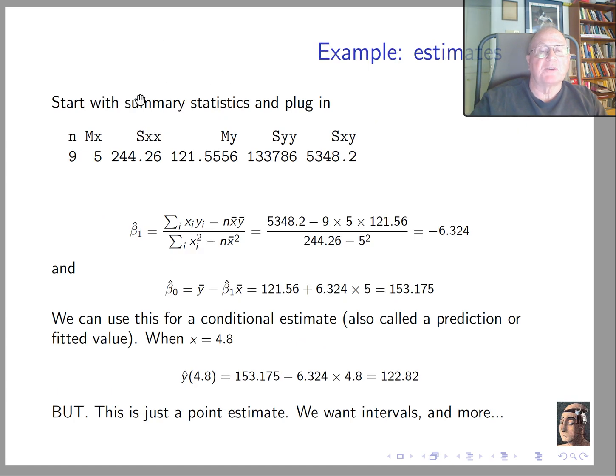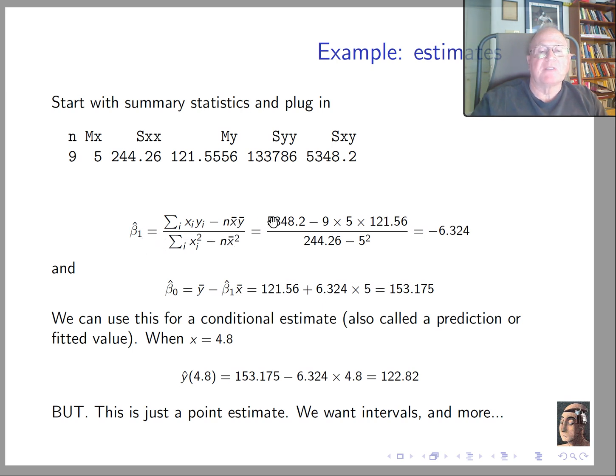We'll start with summary statistics. So all of these things in the equations, we're going to calculate the mean of x, the sum of x squares, the mean of y, the sum of the y squares, and the sum of the cross products, and then we'll just plug them all in.